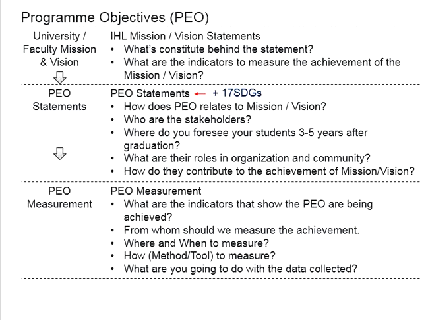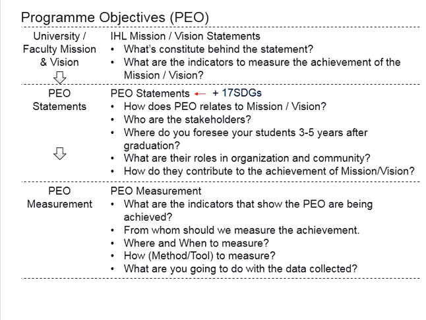Let's say now the IHL has decided to offer a program. This program supposedly will be a part of the strategy for achieving the missions and visions of the IHL. Therefore, the program should have program objectives closely in line with the missions and visions. Now, when you want to construct the program objectives of the program, you will need to look into how your PEO relates to the missions or visions.